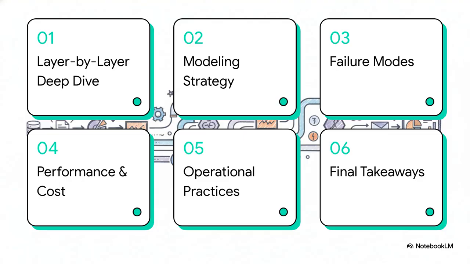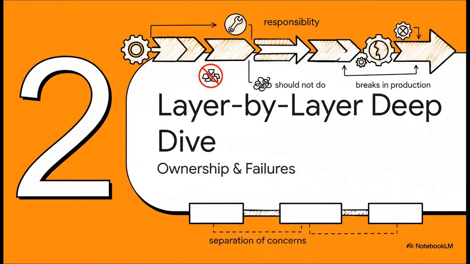So here's our game plan. We're going to start with a deep dive into each of those 7 layers to see how they tick. Then, we'll talk about the modeling strategy that keeps you out of the data swamp. After that, we get to the heart of it, the real-world failure modes and war stories. We'll wrap things up by looking at performance and cost, key operational practices, and the final takeaways you can put to work right away. All right, let's get into the mechanics of this.